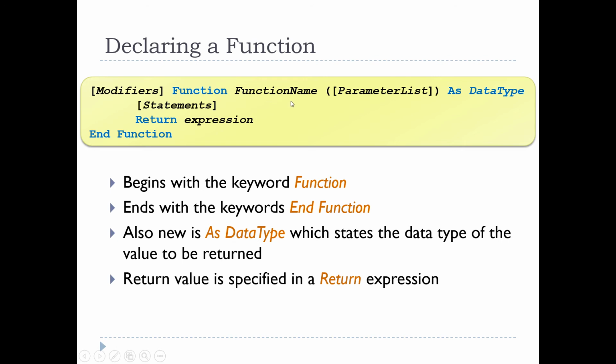For now, it should just be a unique name, followed by a pair of parentheses. Inside here, you put your parameter list. Again, this is optional. You don't have to have it, but you can. And then you also have to put the keyword As and the data type here. If you look at this, it looks very similar to your Dim statement, right?